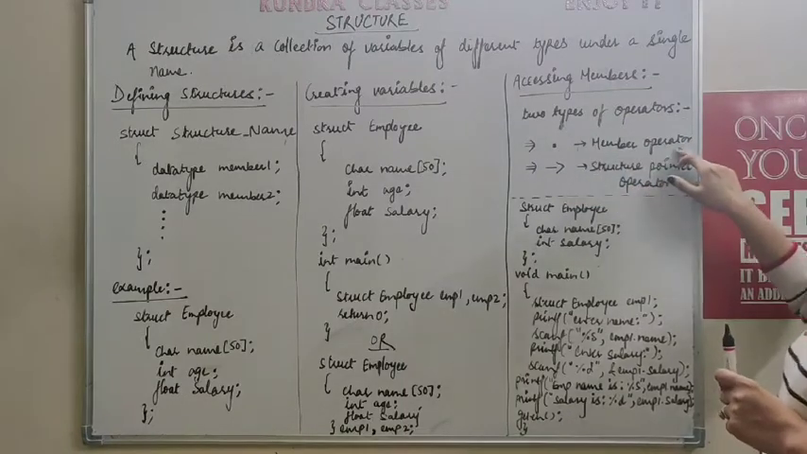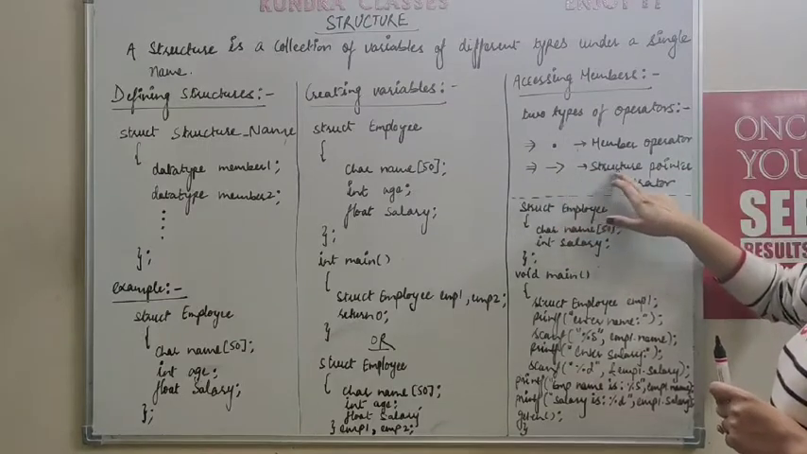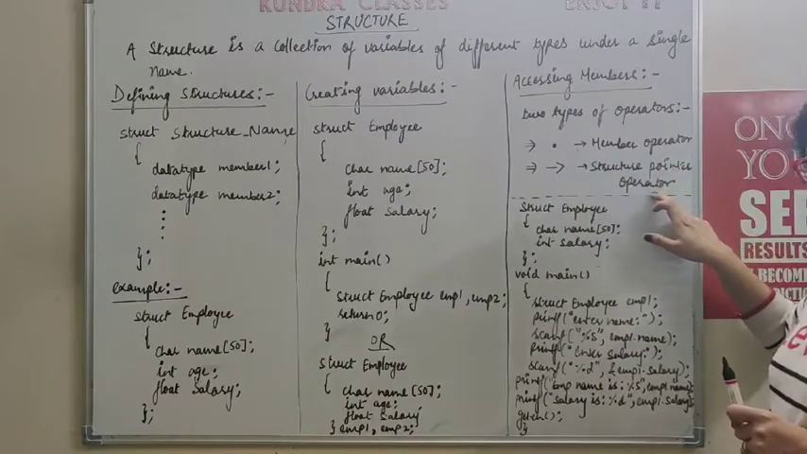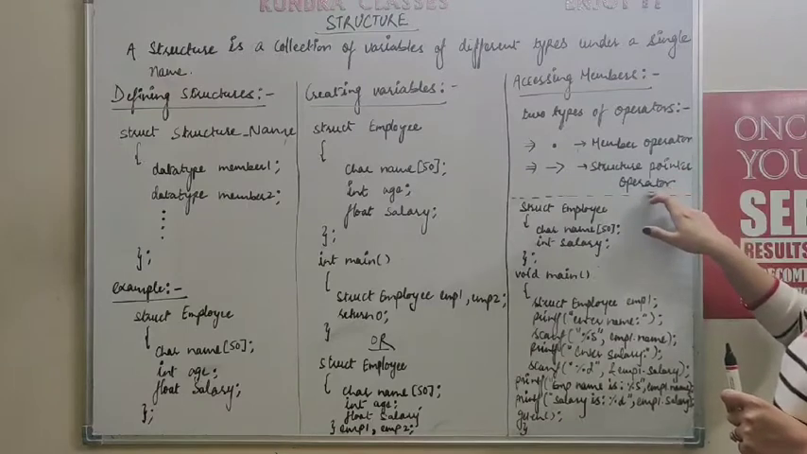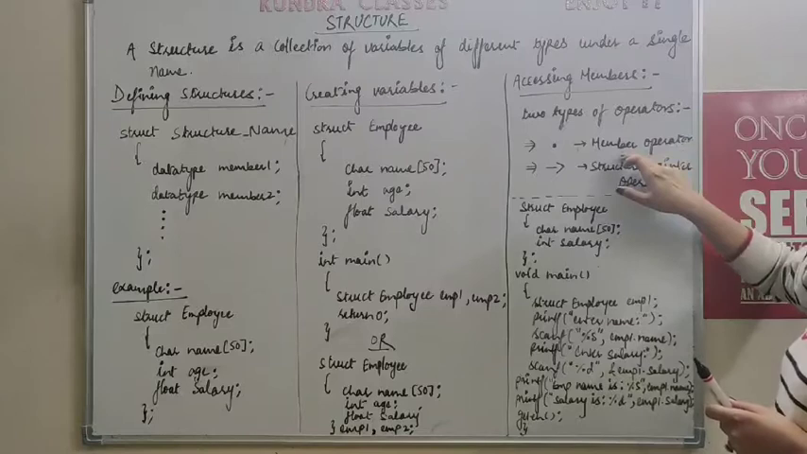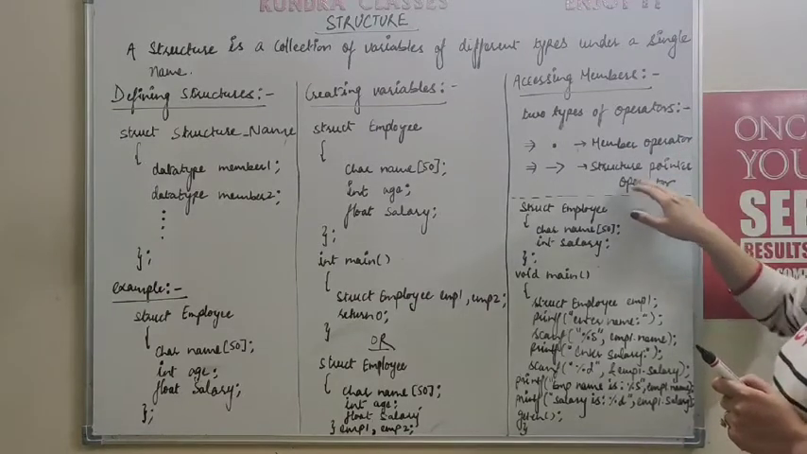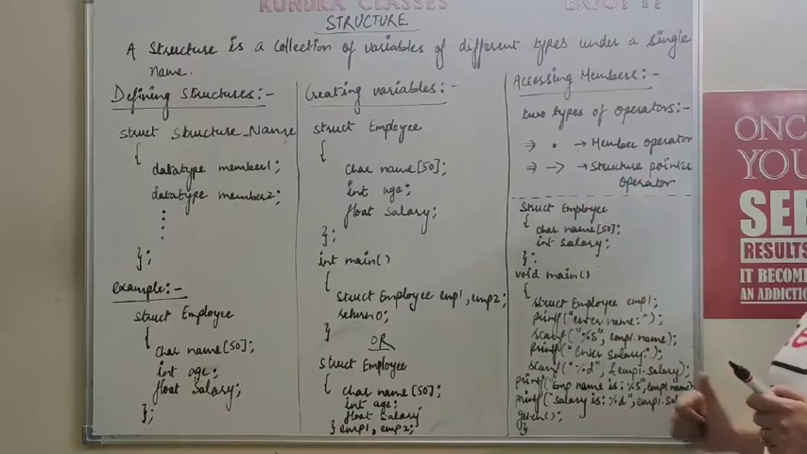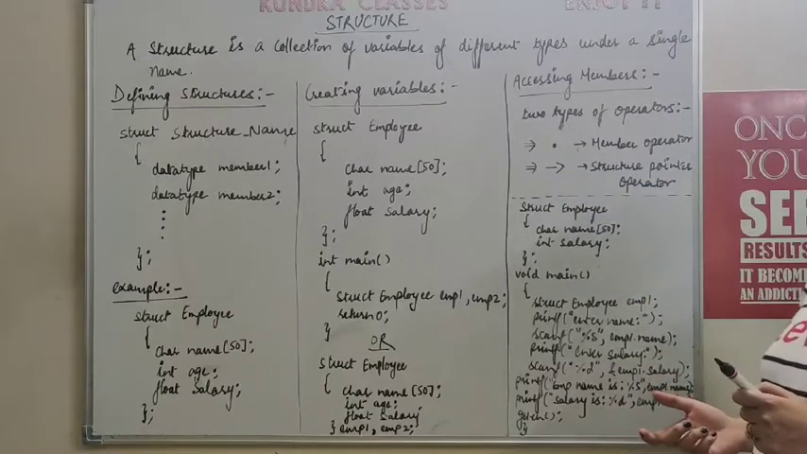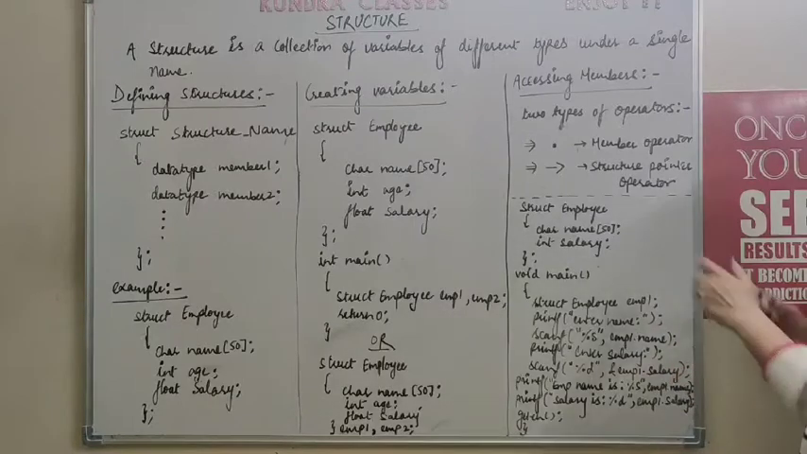This is called the member operator. The other one is the arrow operator. This is called the structure pointer operator. This will be used later. We will discuss this member operator right now, and I'll discuss the arrow operator later because it will be used with respect to pointers, not now. Okay. For example, I'm taking one example of structure.